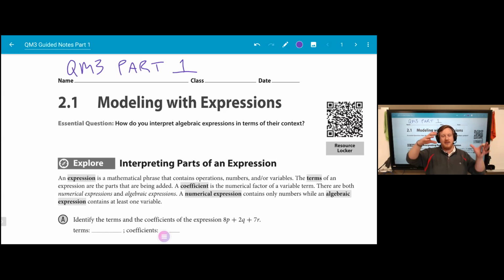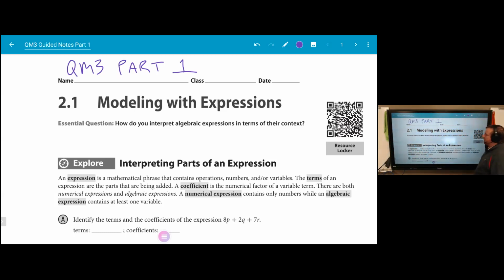QM3 encompasses parts of expressions, some interpreting of expressions, and then we're going to do creating and solving equations. It's all kind of one big thing. It's going to look weird because it's over the course of two guided note sections. We won't do everything in both guided note sections. So with that said, let's go ahead and get started for part 1.